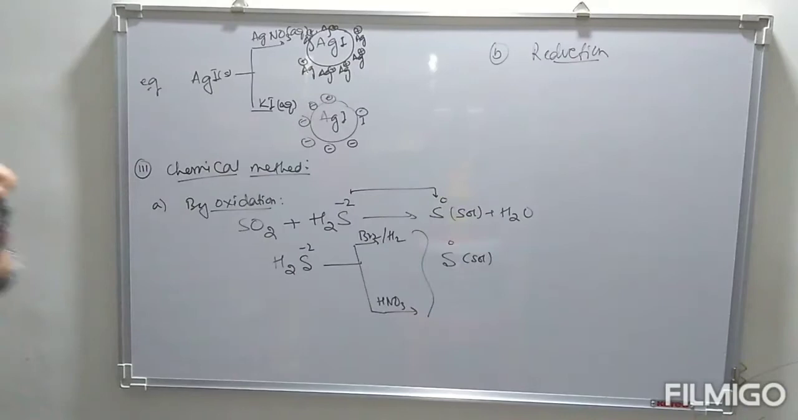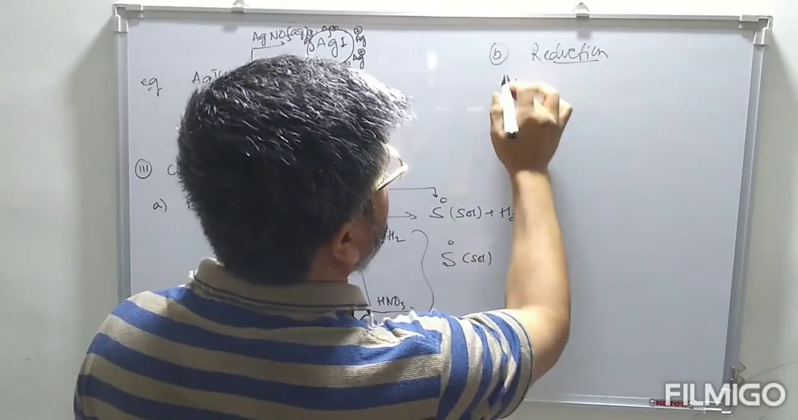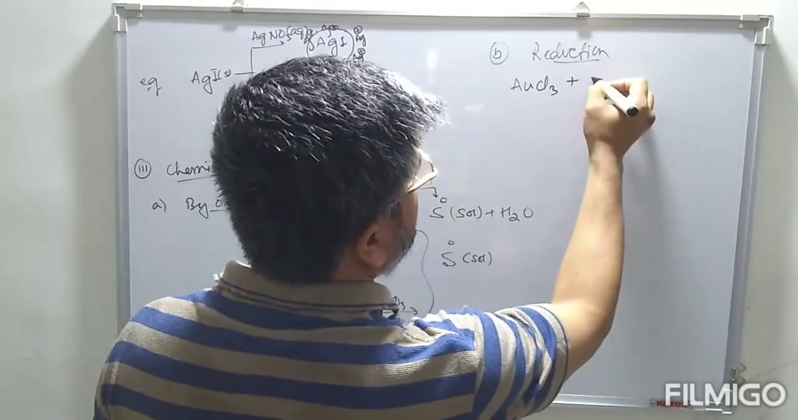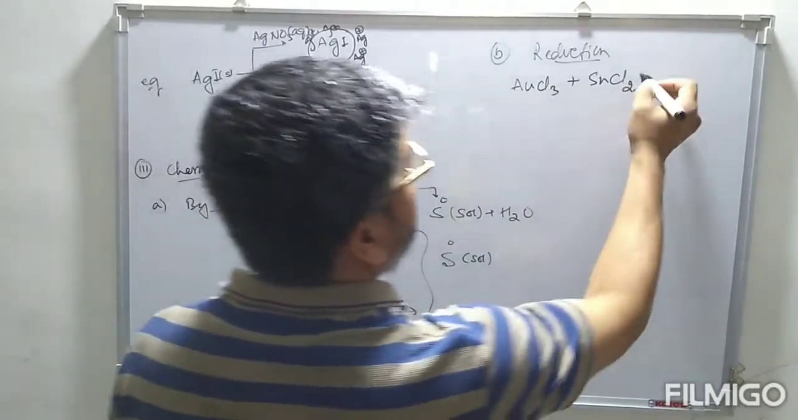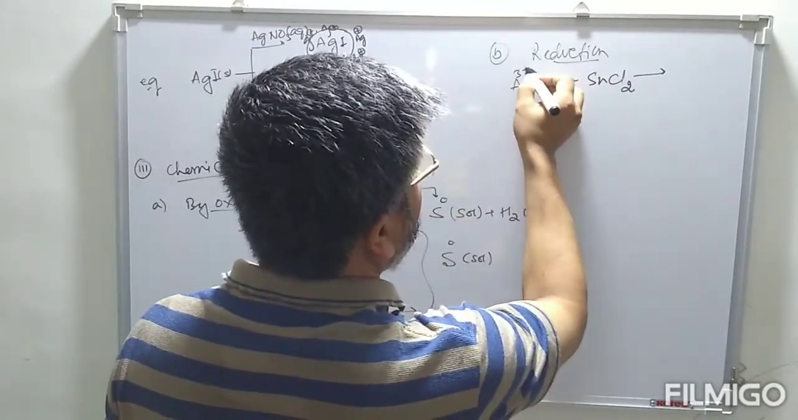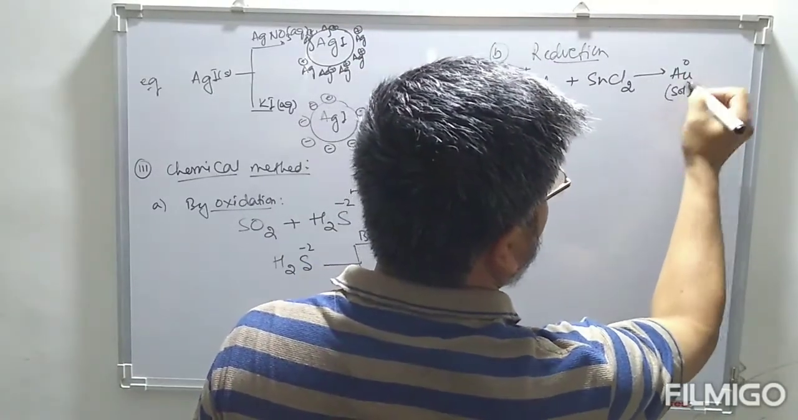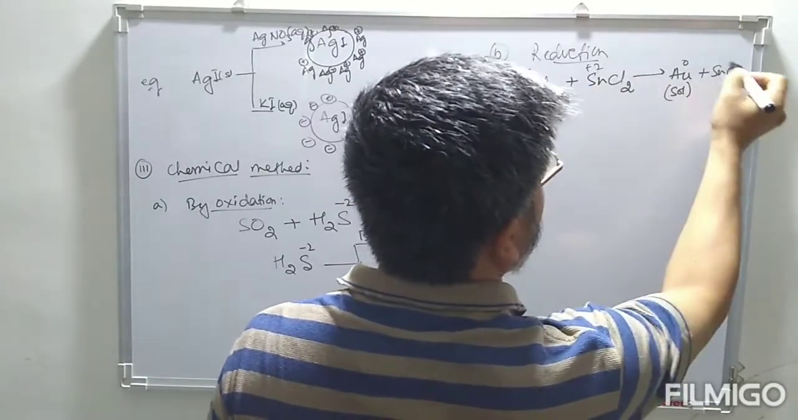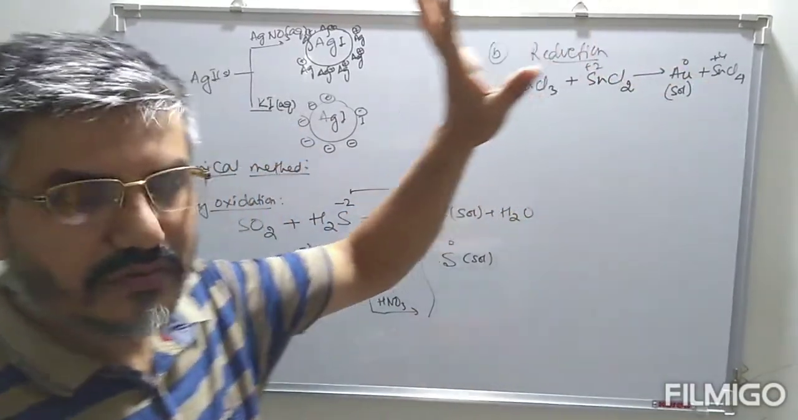So by reduction, look at this. We have auric chloride heated with stannous chloride. Gold in plus 3 is converted into 0 and it is converted into a colloidal solution, plus SnCl4. So this Sn plus 2 is oxidized to plus 4 and gold is reduced.